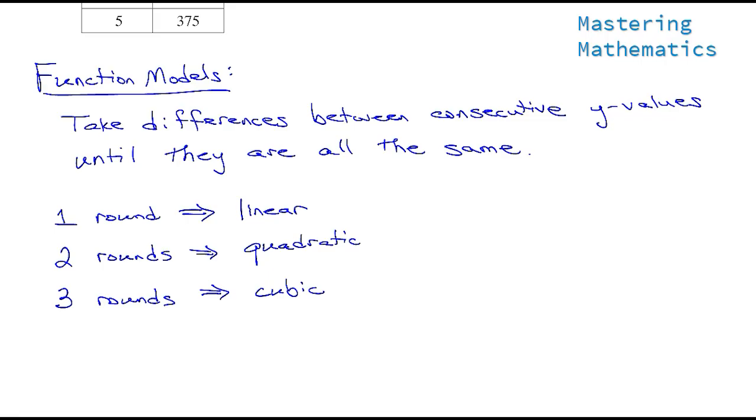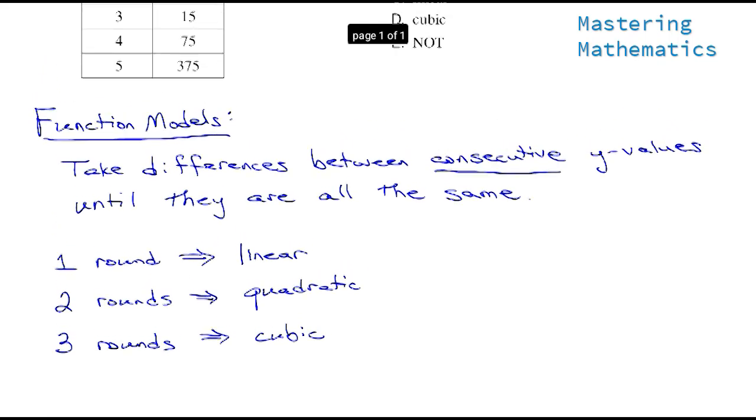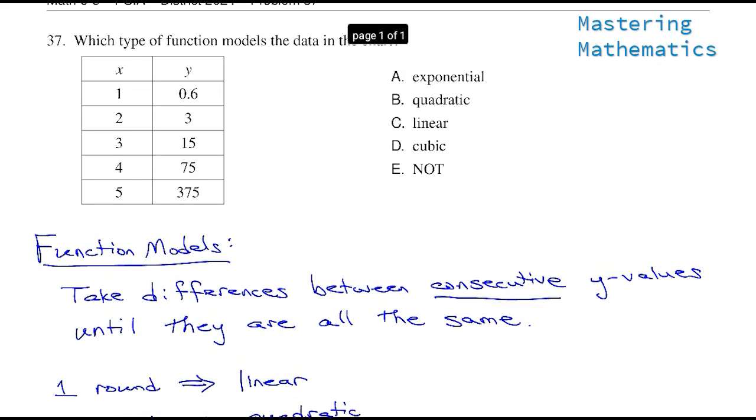Now, the part about it being consecutive means that you have consecutive x values here. So notice that we have 1, 2, 3, 4, 5. So we can do this trick with the differences. So let me write out the numbers here. So we've got 0.6, 3, 15, 75, and 375.